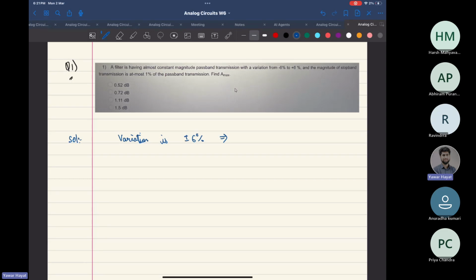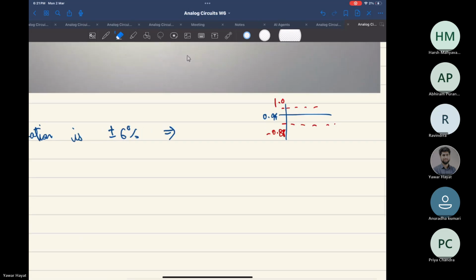It's as good as if I write it in this fashion. See, if this is my 0.94 level, suppose this is the maximum one, and this is the minimum one. The variation would be plus minus 6% for this case. What would be the lower limit for this? 0.88. Is this clear?